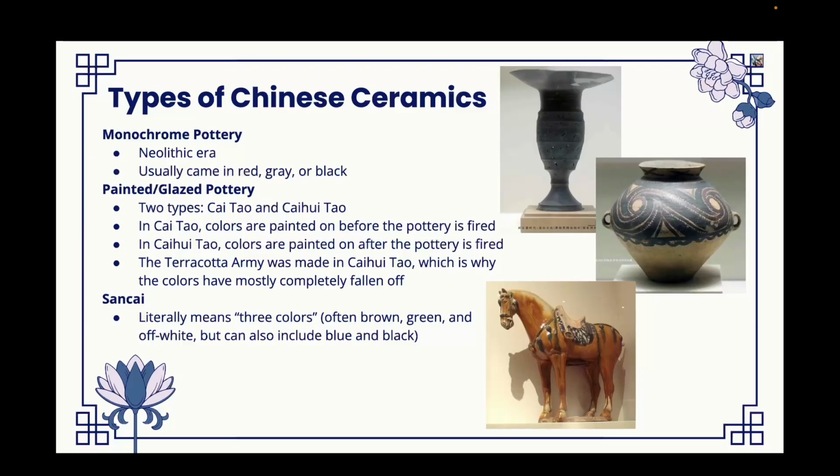The Terracotta Army was made in Kai Hui Tao, which is why the colors have mostly completely fallen off. If the colors are painted on after the pottery is fired, it's harder for them to last because they're not protected. Then we have Sancai, which literally means three colors, and it's the horse on the bottom. These colors are often brown, green, and off-white, but it can also include blue and black.